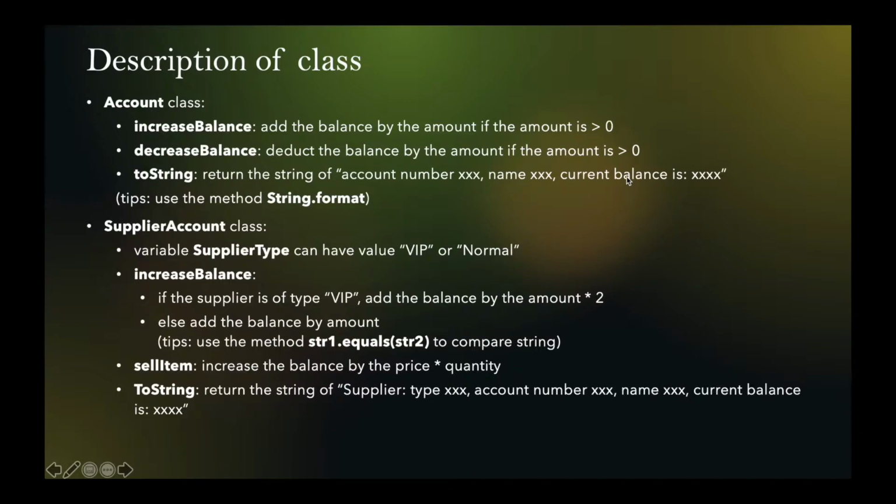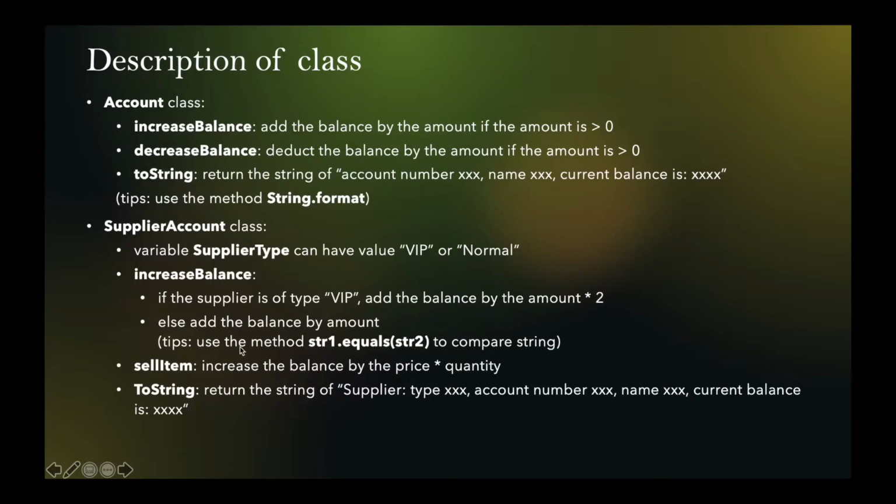Just now I said the supplier account inherits from this account class, right? The supplier account has a new variable called supplier type. This supplier type can have the value of VIP and normal. Why do we need to differentiate the VIP and normal? If the supplier type is VIP, then you will increase the balance by the amount times 2. Or else, if it is normal, then the amount will be just whatever you key in, and it will just increase by that amount.